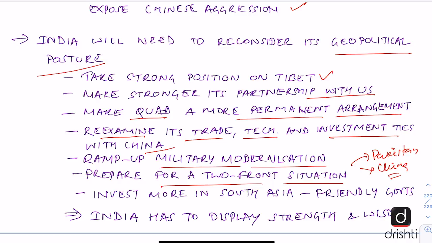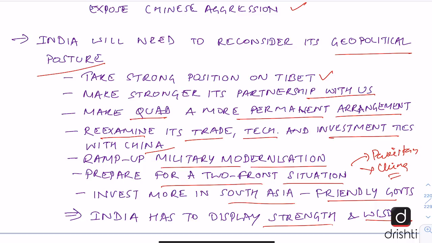Also, India has to invest more in South Asia and try to have friendly governments, because what China has been doing is that with almost all the neighboring countries of India, it has tried to develop better relations and also feed anti-India sentiments. So India must guard against it and try to make sure that it has a friendly neighborhood and does not allow China to gain inroads into its neighborhood. Finally, India has to display both strength and wisdom in dealing with an adversary like China.